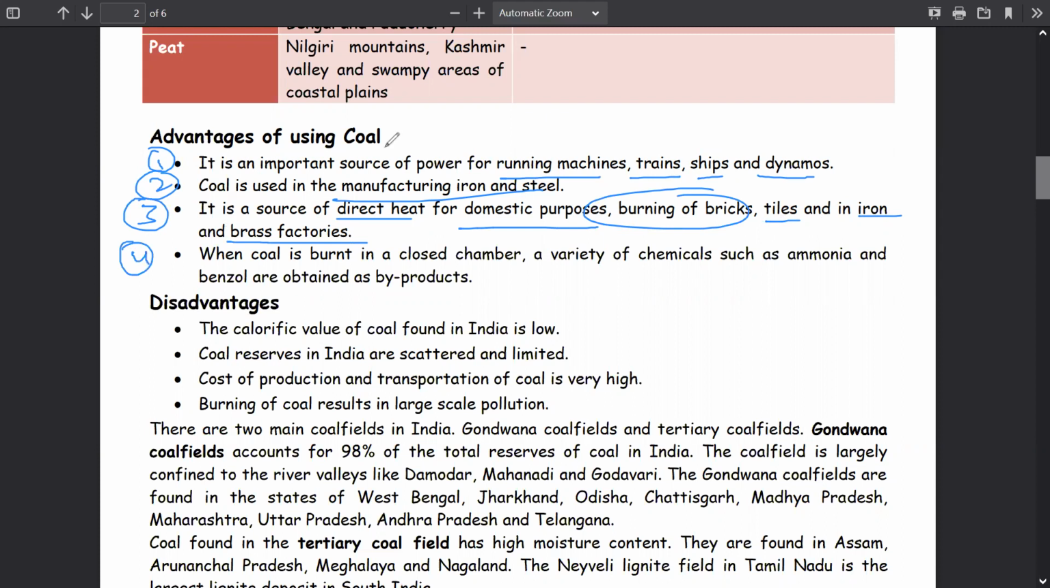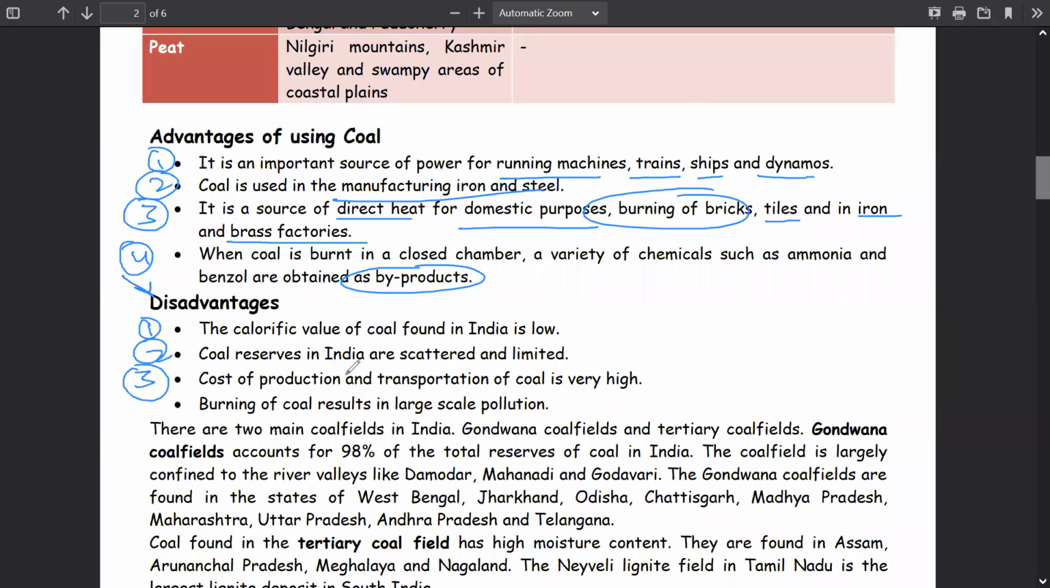And the fourth point, you only need to remember three, but you can look at the fourth point right now. When coal is burnt in a closed chamber, a variety of chemicals such as ammonia and benzol are obtained as byproduct. Now, the disadvantages of coal are, the calorific value of coal found in India is low. Coal reserves in India are scattered and limited. So this is the first point, and this is the second point.